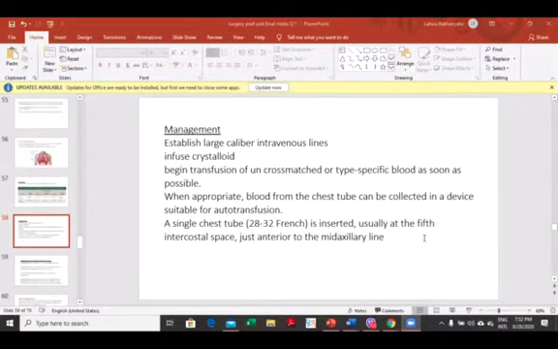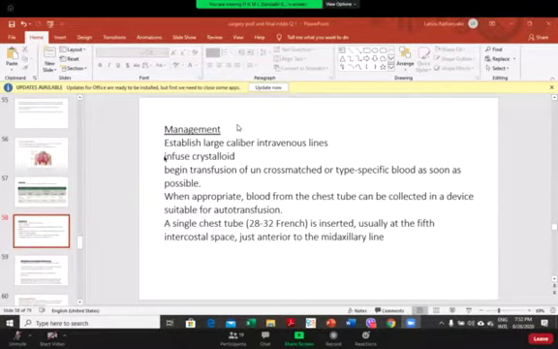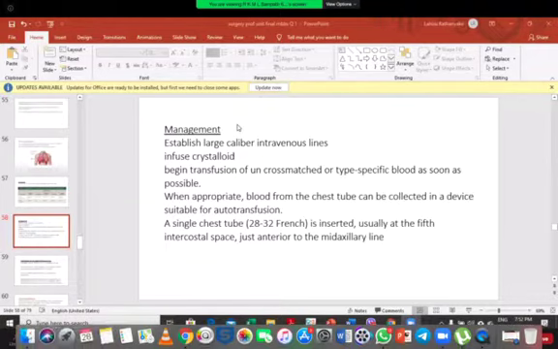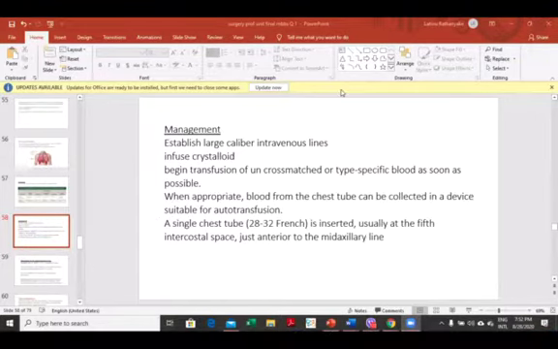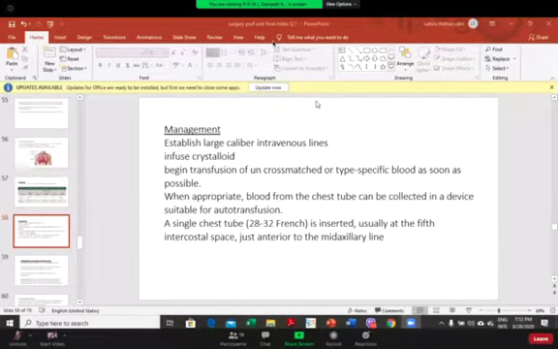Then, what are the indications for thoracotomy? Massive hemothorax. These are MCQs. The immediate drain is more than 1,500 milliliters, and there is more than 200 milliliters per hour for consecutive hours.